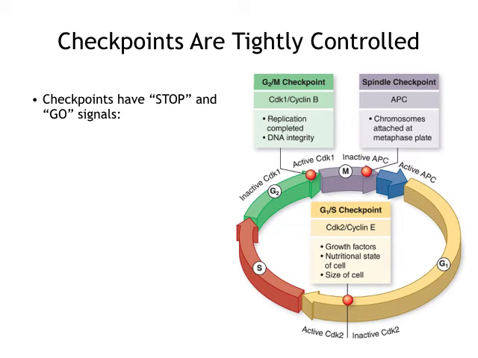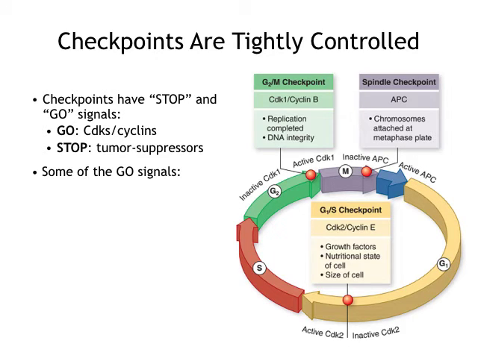So these checkpoints have stop and go signals. The go signals are these CDKs and the cyclins that we talked about. They basically tell us, okay, go through the checkpoint. And then it also has stop signals, green light, red light, right? The red light are these proteins called tumor suppressors. And they're proteins that will stop the cell cycle if it hasn't met the standards of that security checkpoint.